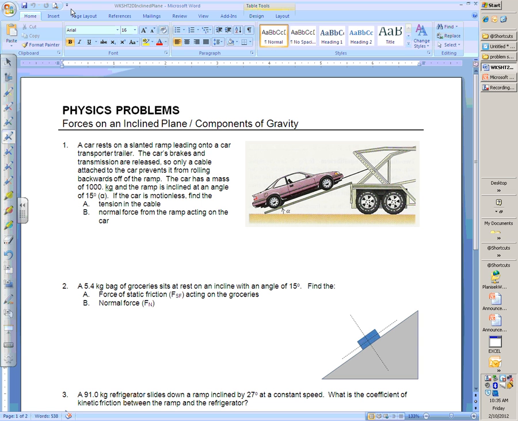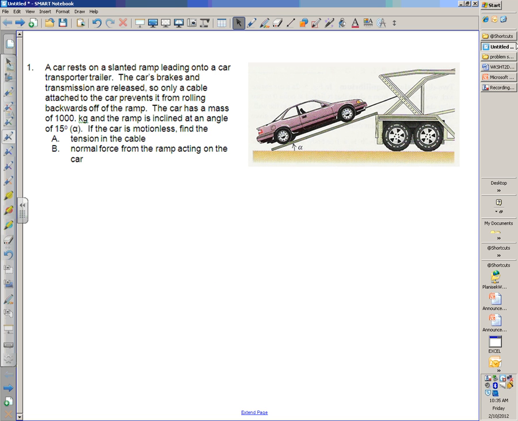So, off of the problem set that I gave you today, it says forces on an inclined plane, components of gravity. We started off looking at number one. Number one says that a car rests on a slanted ramp leading onto a car transporter. The car's brakes and transmission are released, so only a cable attached to the car prevents it from rolling backwards off the ramp. So that part there indicates that we have no friction in this problem.